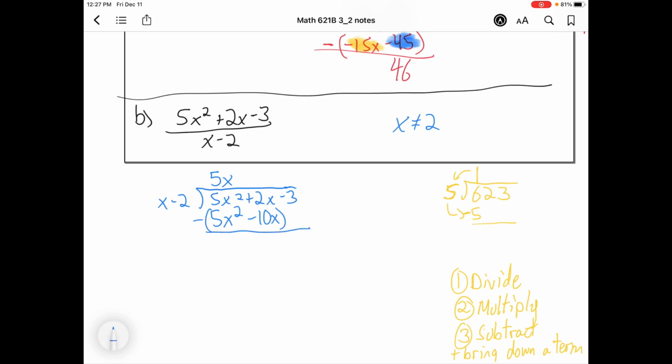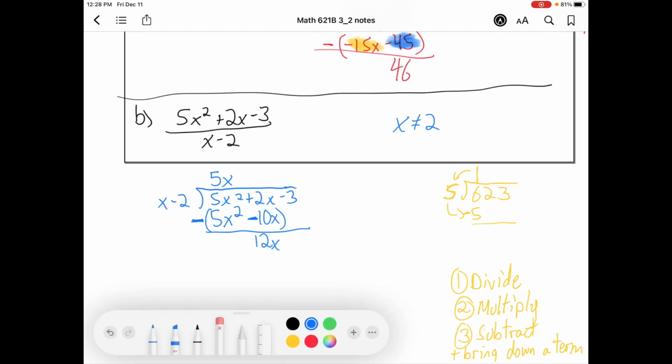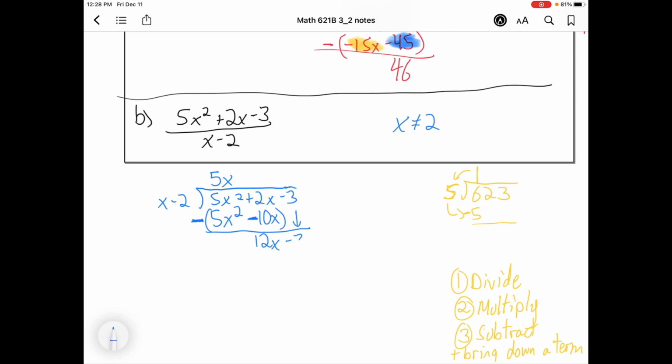What's going to happen? The 5x squareds are going to go away, so there'll be nothing here. And then I have 2x minus a negative 10x. That means 2x plus 10x, or 12x. I've pretty much completed the operation at this point. The only thing I need to do now is bring a term down. That is the whole process right there. Divide, multiply, subtract, and bring a term down.